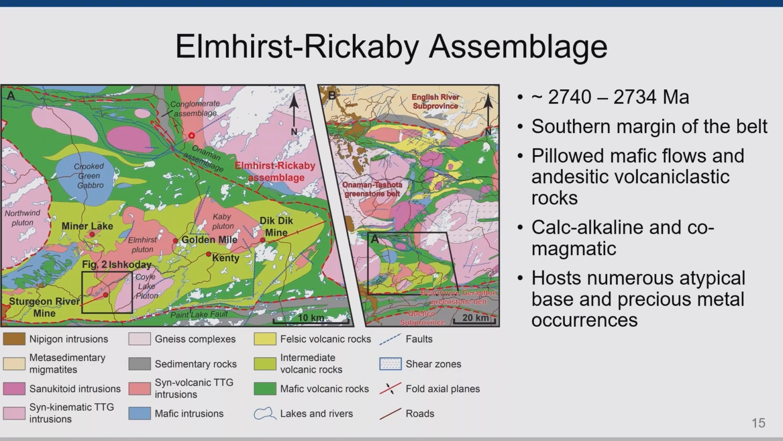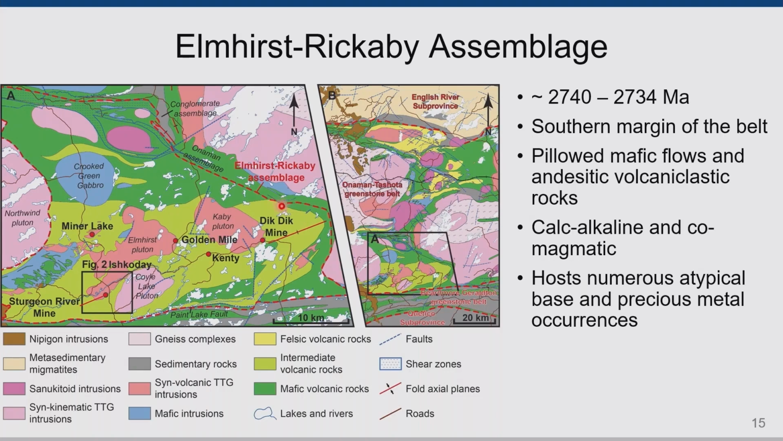And what's really interesting about the Elmhurst-Rickaby is that it's actually one of the largest andesitic packages within the Archean that is truly andesitic and not just a slightly fractionated basalt. That's cheating. These things are real andesites. And the entire package, including the basaltic rocks, is calc-alkaline in nature. And we believe it's co-magmatic based on the trace element data that we've got.